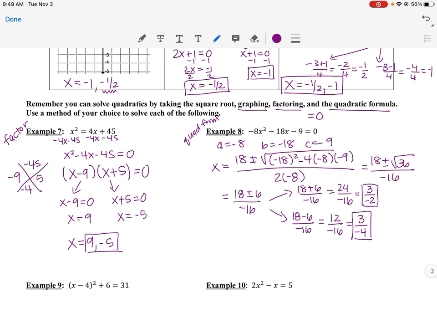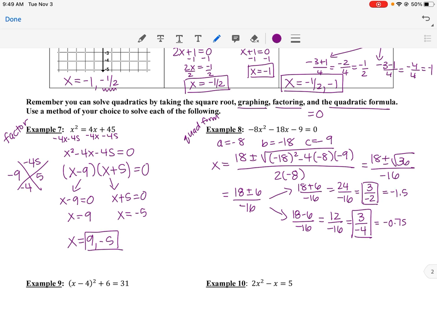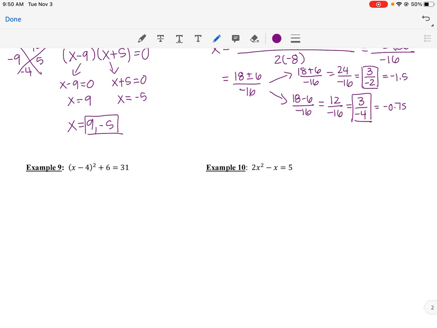So it looks like that one would have factored if we wanted in the end, but notice how it's hard for us to tell those numbers. So it really is like these x-intercepts were -0.75 and -1.5, so they're hard for us to tell. Okay, let's go to the next one.